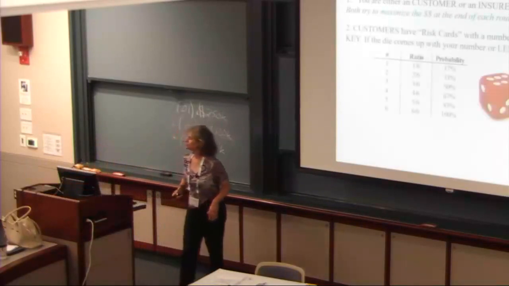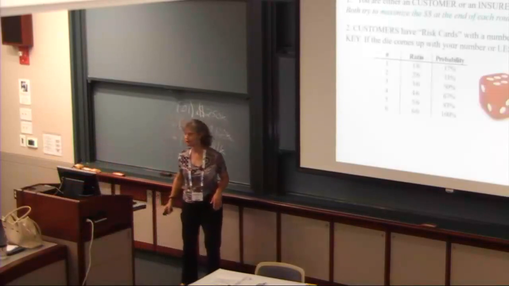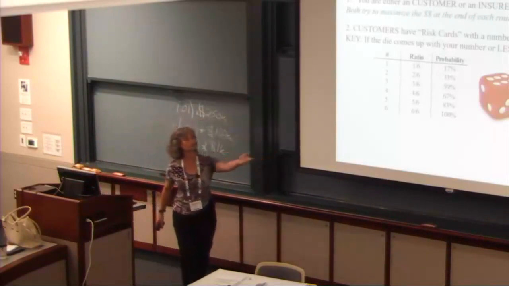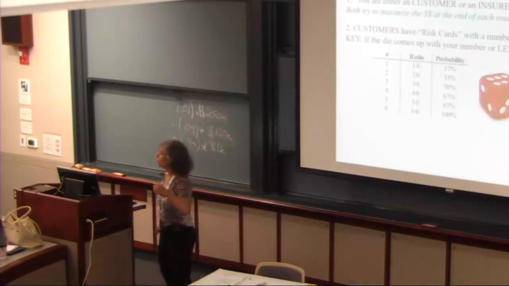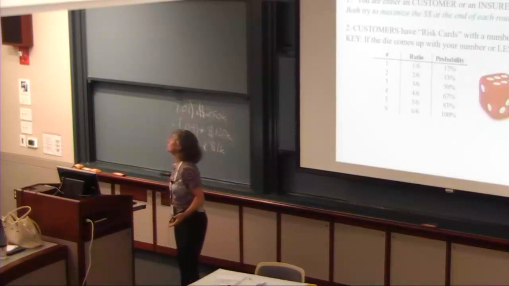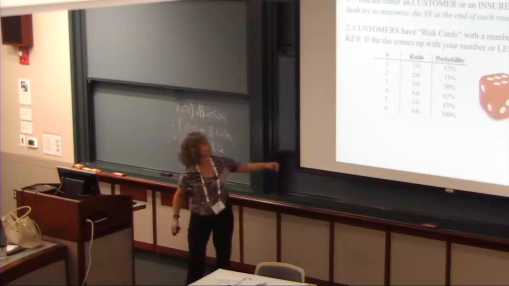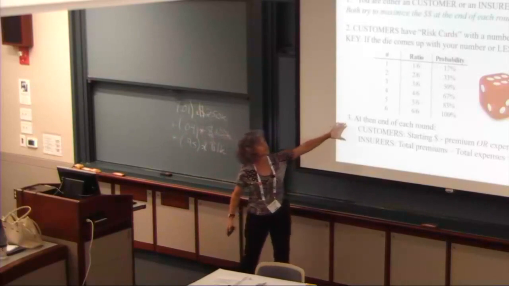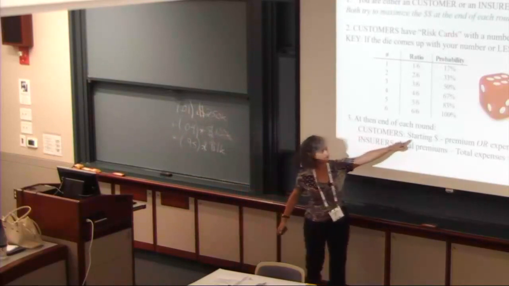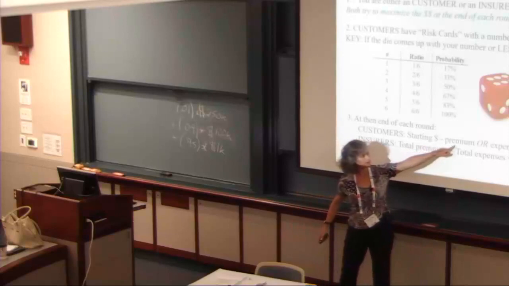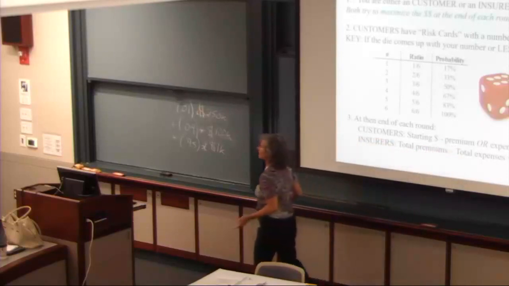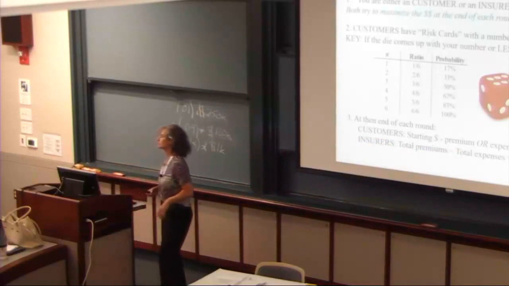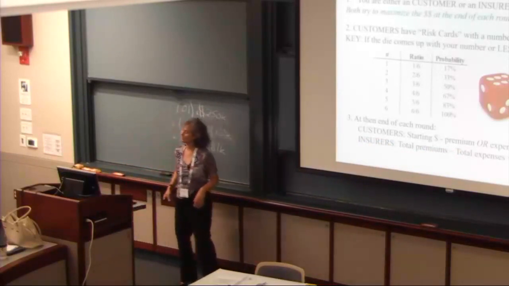Okay? So, customers have risk cards. Your risk card will have a number from 1 to 6 that tells you how sick you are. You have a low number, you're not very sick. You have a high number, sorry. At the end of each round, customers have a starting dollar amount. They either pay a premium, or if they don't buy insurance, they have to pay their expenses. I am happy to give you all these slides, so don't worry about taking pictures of them, I'll send it all to you.